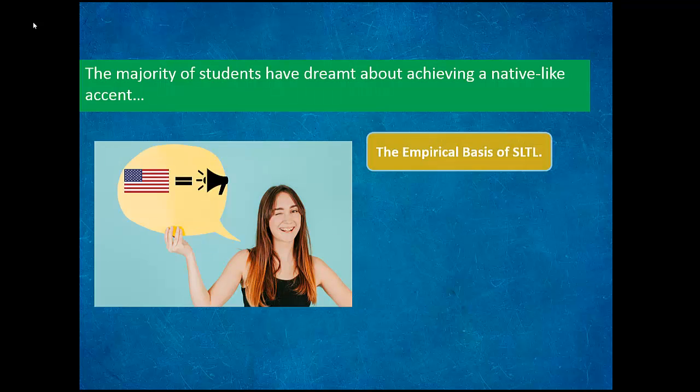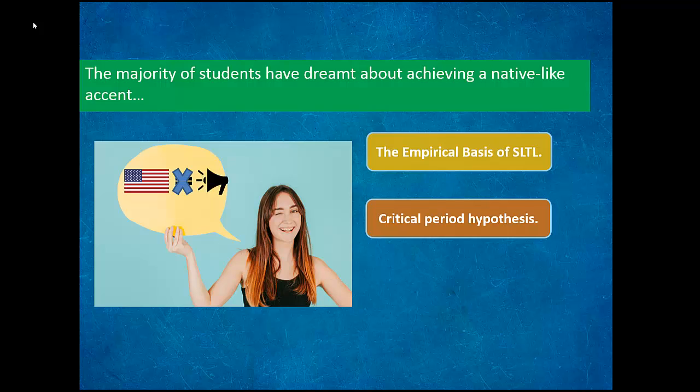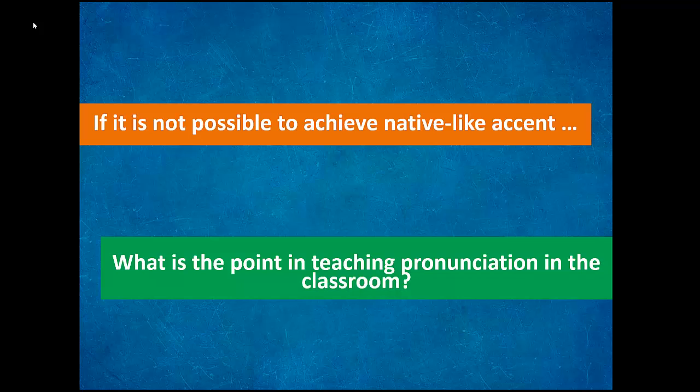As we have studied in the chapter, The Empirical Basis of Second Language Teaching and Learning, there is a critical period hypothesis that explains that after a certain age, it's not possible for students to achieve a native-like accent. So, if it is not possible to achieve native-like accent, what is the point in teaching pronunciation in the classroom?